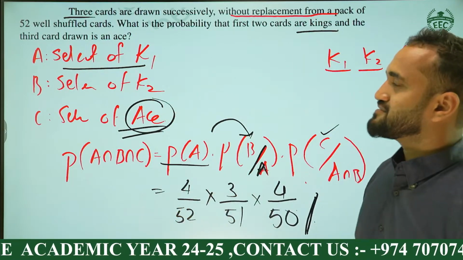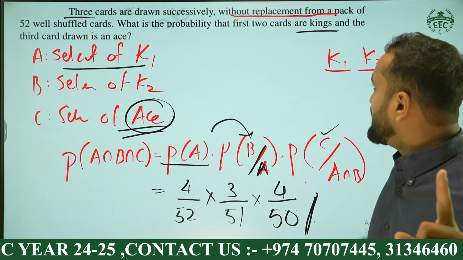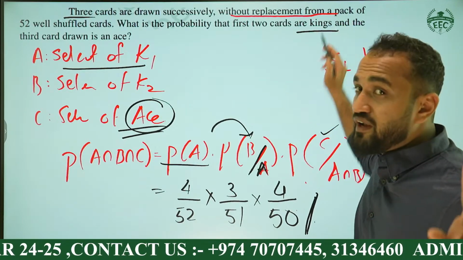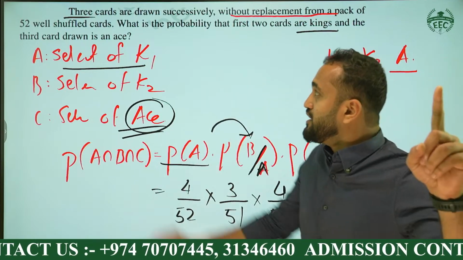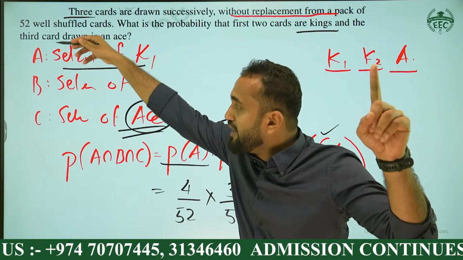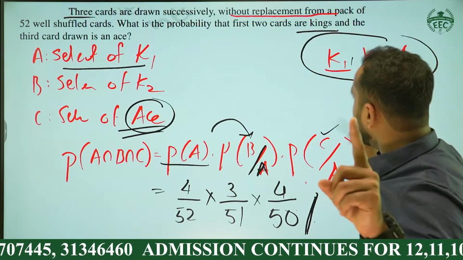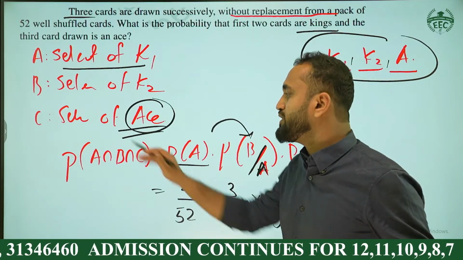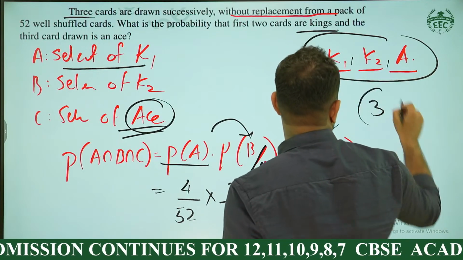There are certain parameters which you have to remember. Number 1, without replacement, once you see this in the question, remember this is a question of the multiplication theorem of probability. Now, if 3 cards are selected, define 3 events based on what they are supposed to get. Then write the equation, write the answer, done. You can score 3 marks.